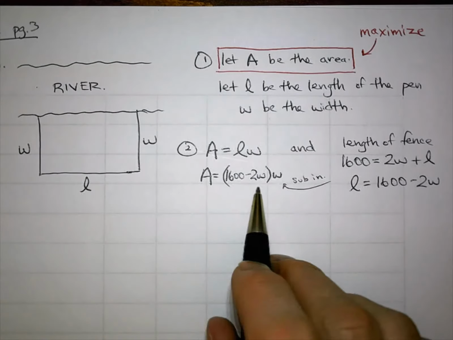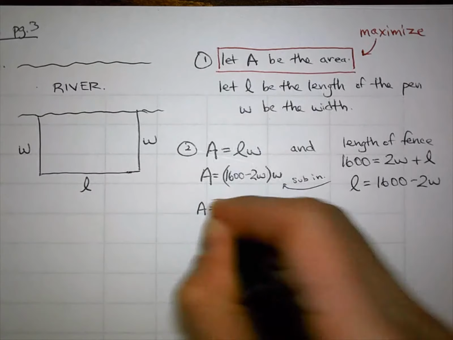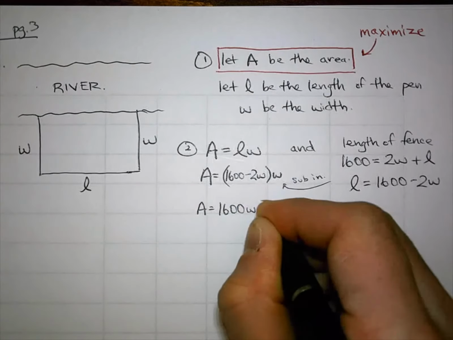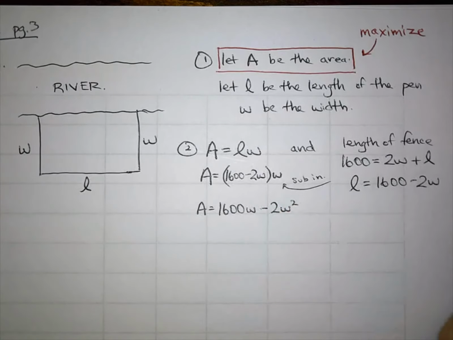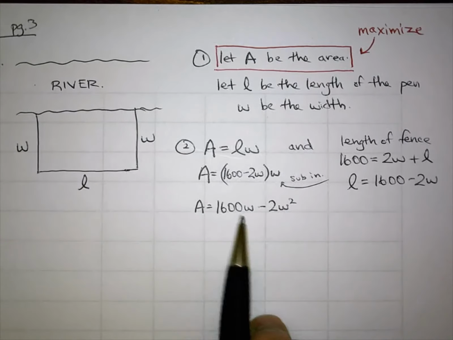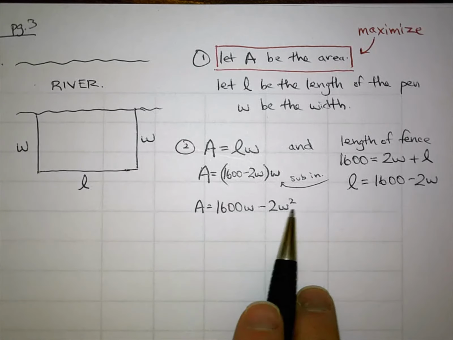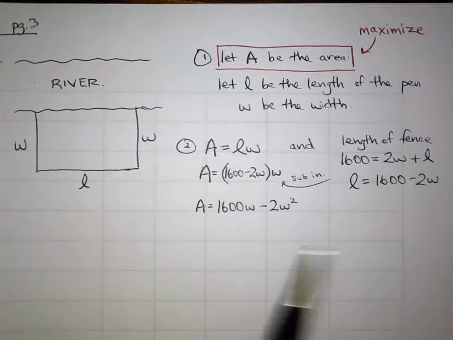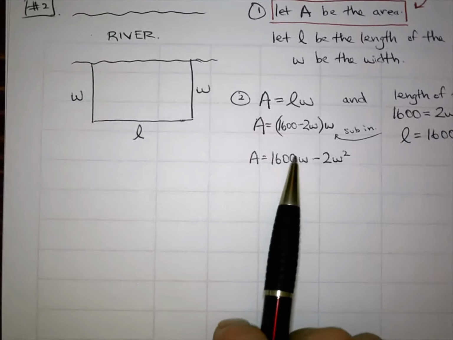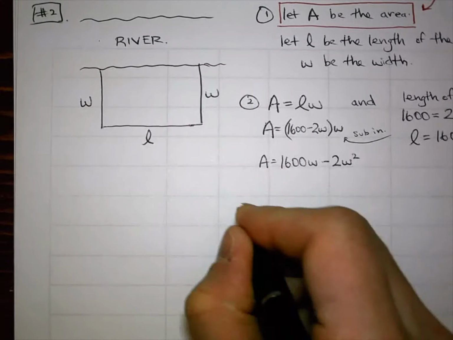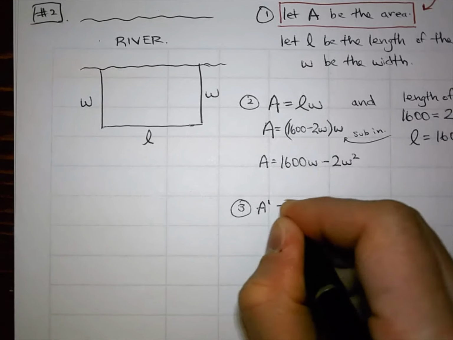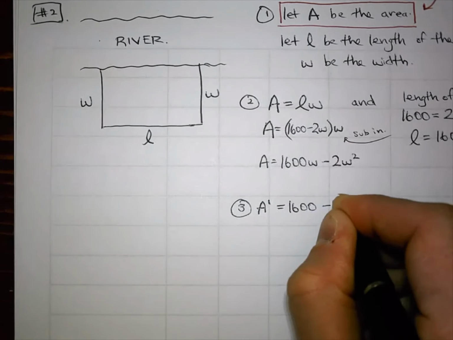And that's a little bit of an annoying expression, so let me just expand this. And I end up with 1,600W minus 2W squared. Again, we've done it. That's the hardest part of the question. I now have a function in terms of one other variable. So now this is not a difficult problem to solve. If I want to find the optimal point, that is the max point, I need to find the derivative. So the derivative of this function is 1,600 minus 4W.